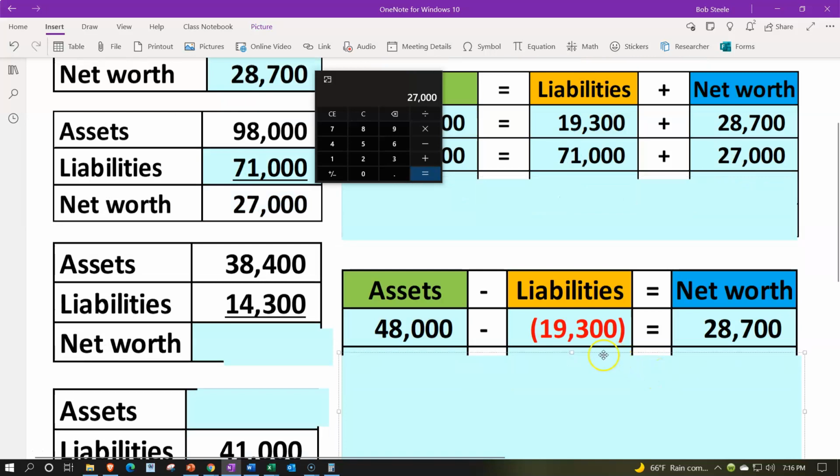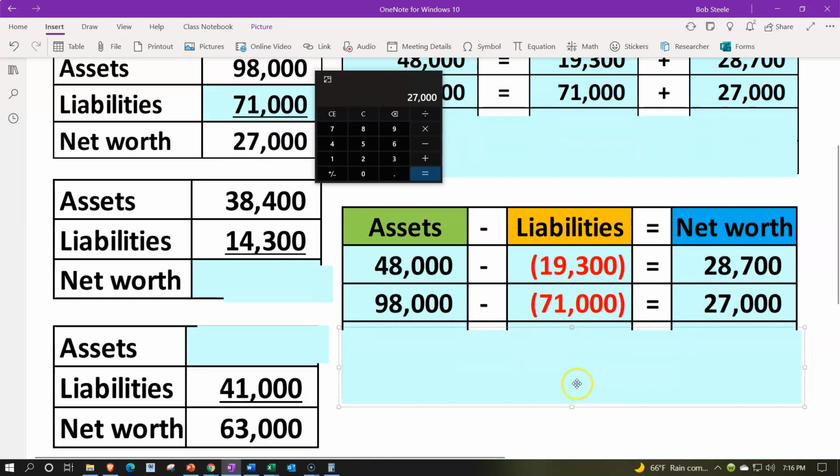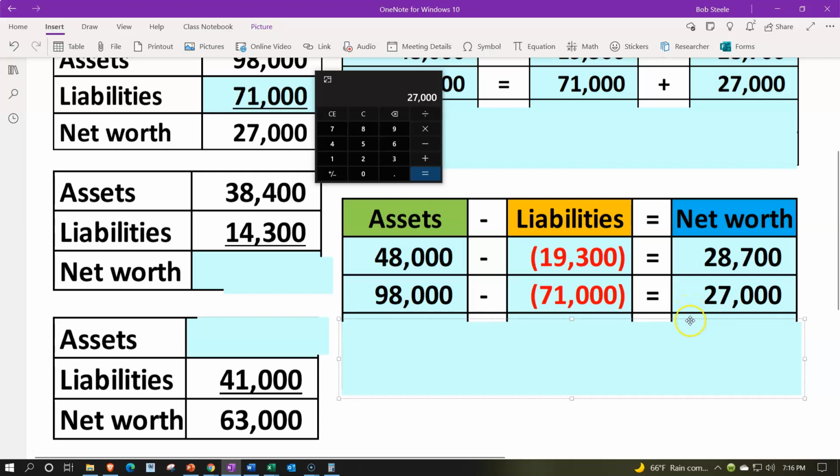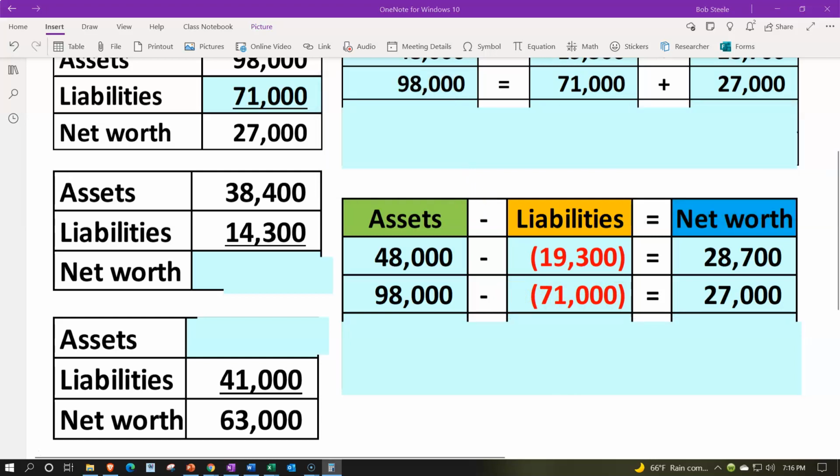Or if you write it down this way, you'd have assets minus liabilities equals net worth. What we don't know are the liabilities. If this was X, then you'd have 98,000 minus X equals 27,000, and you take the 27,000 minus the 98,000, which would give you a negative number, and then you'd have to multiply each side by -1 because you have a -1 on each side. You get the subtraction problem, getting you once again to the same result of 71,000.